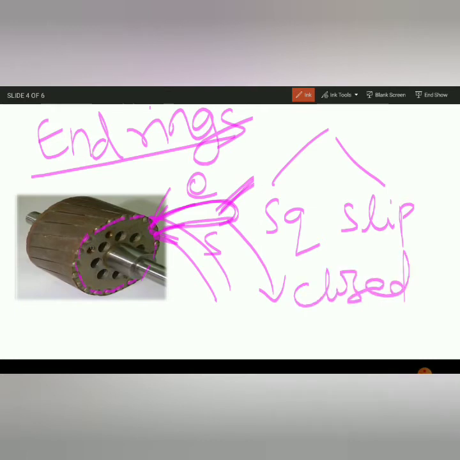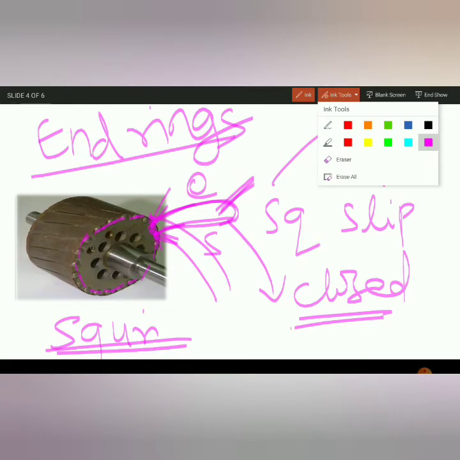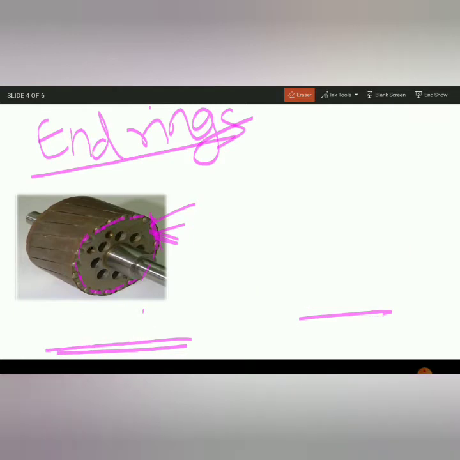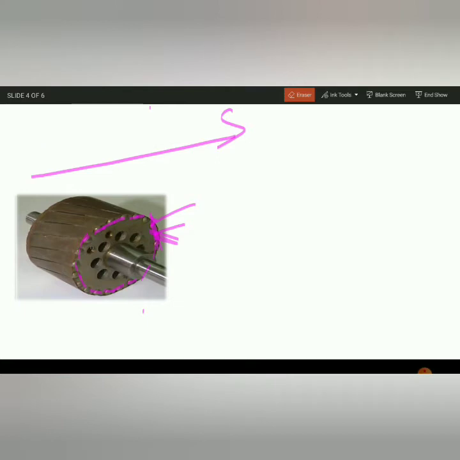This rotor is a closed one. If it is closed, the end rings are already short circuited, and then it is called a squirrel cage induction motor. Now in a squirrel cage induction motor, what will happen? Since the circuit is closed, one option will be blocked for us. How?